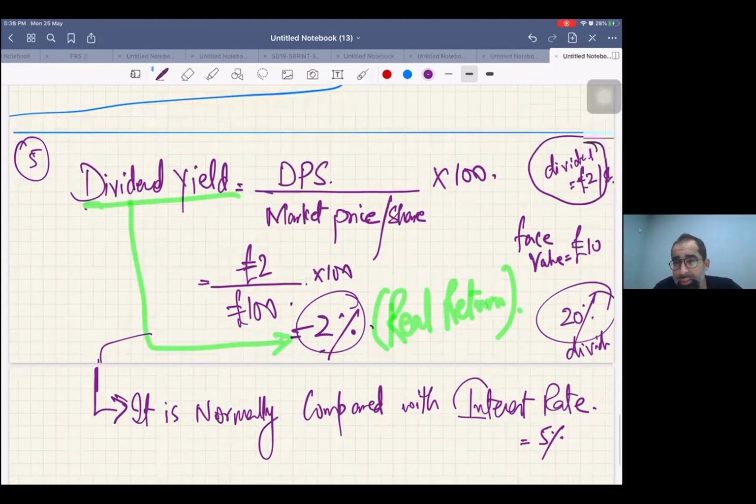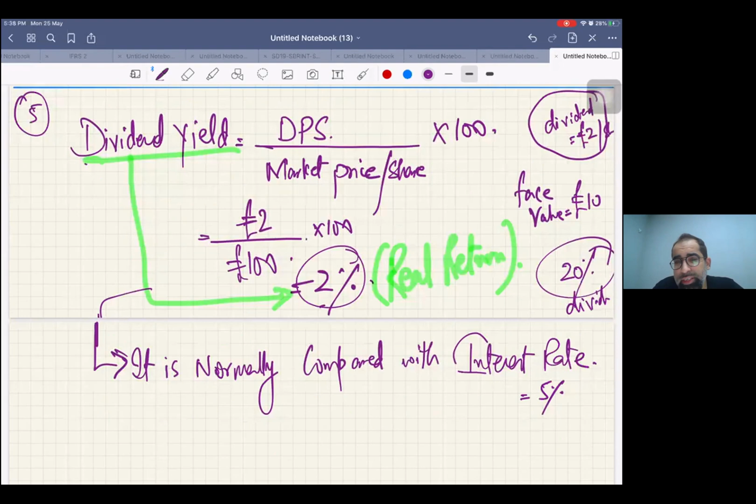These were the investment ratios. Investment ratios are normally used by stock market investors before taking any investment decision, right?